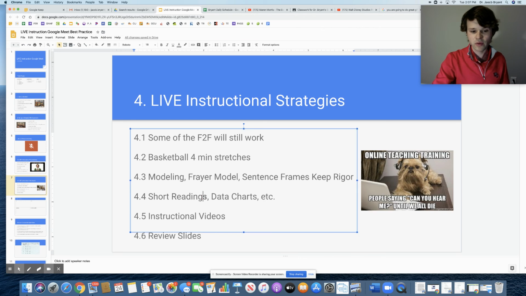Like I said, short readings, one-pagers will still work. Data charts, anytime students can be looking at data, that's easy. You can put that on a Google slide. You're good to go. Anything in that neighborhood is still really good stuff that can be reused in these online live trainings. Instructional videos, definitely show BrainPOP, and then have some follow-up questions about the BrainPOP. Have multiple choice questions about the BrainPOP.